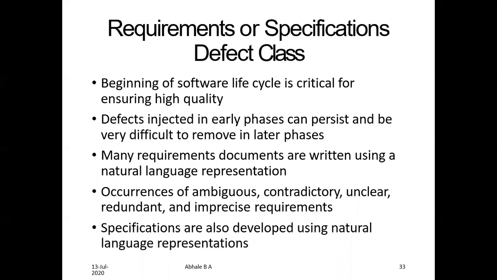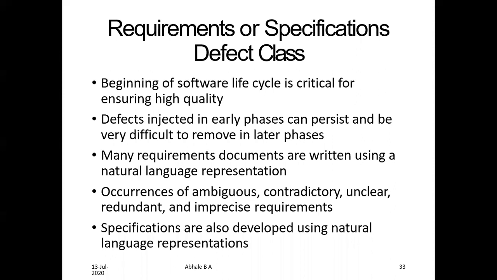Occurrence of ambiguous, contradictory, unclear, redundant, and imprecise requirements. So what happens? Your requirement is ambiguous. They are not clear. They are contradictory, redundant. Because of this, the defect arises in your application. So proper specifications are not given by the customer to the developer. And in writing also, if you write in natural language, again he will make some mistake. So this will lead to a defect in your application or defect in your requirement.